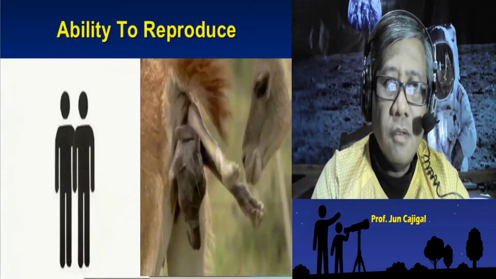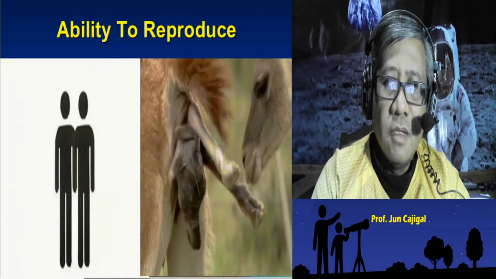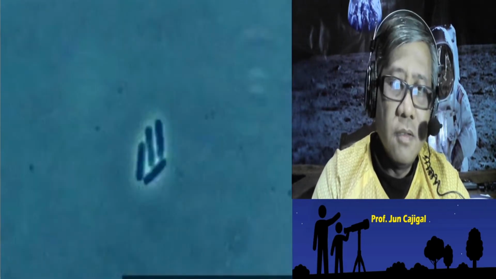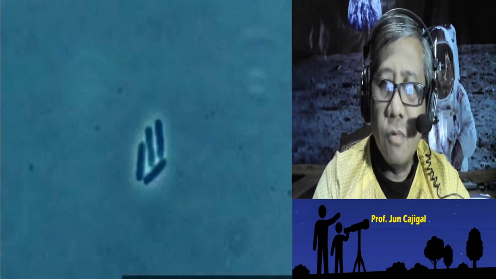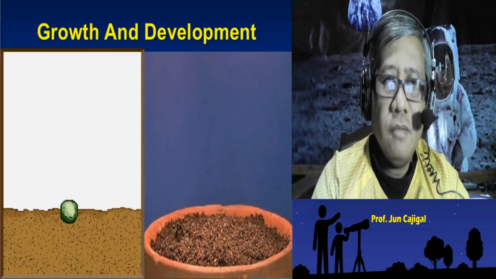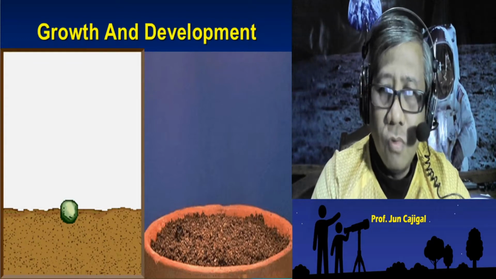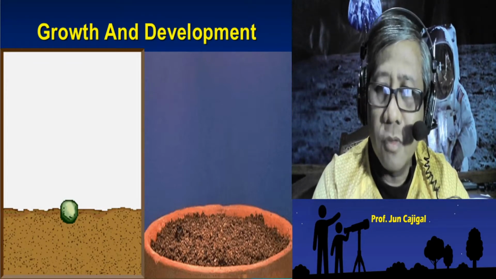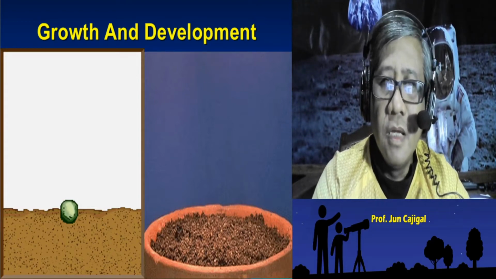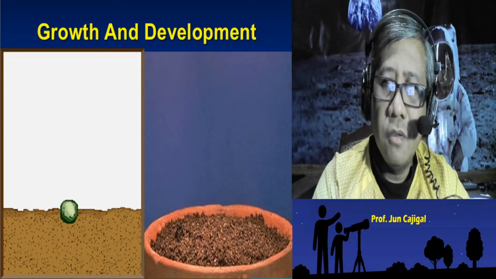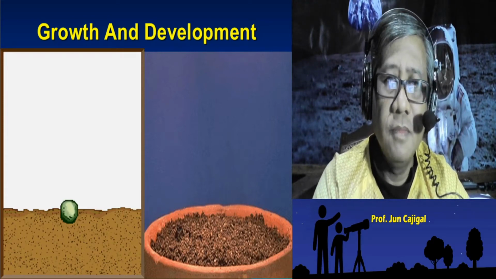Also, living things possess the ability to reproduce, like in the case of bacteria. Bacteria multiply through binary fission. Also, living things possess the ability to grow. When we speak of growth, that means increase in size. And as the organism grows, it undergoes changes. We call that development.